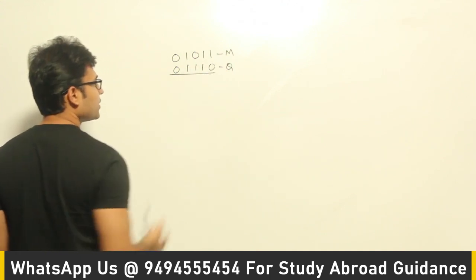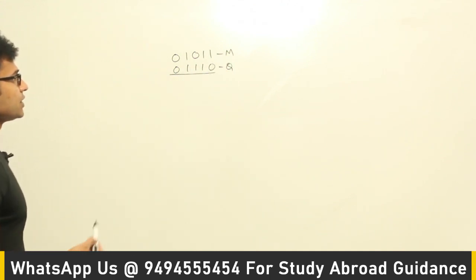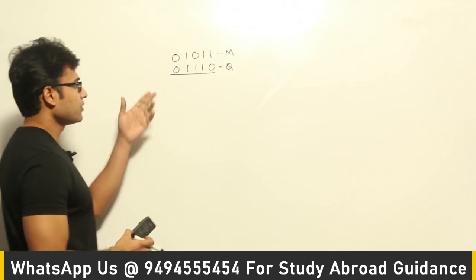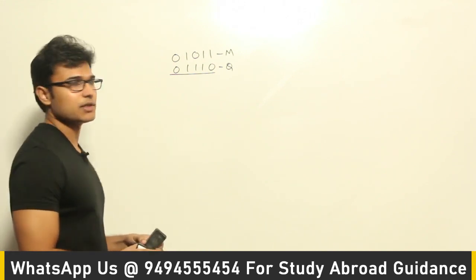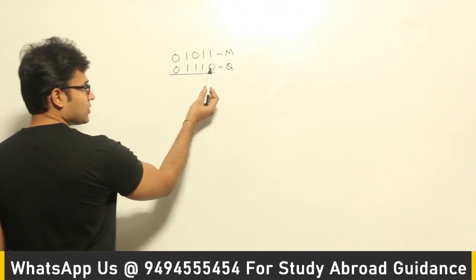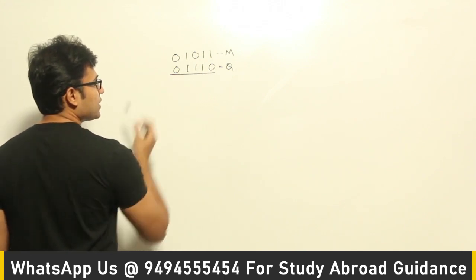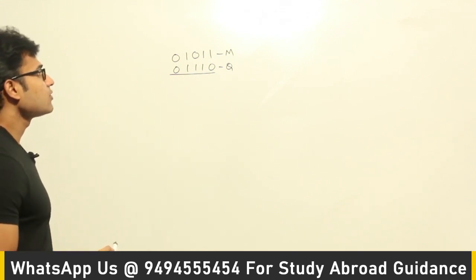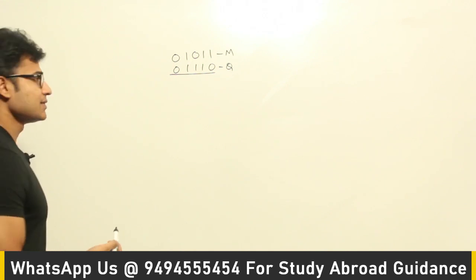Now I'll try to multiply these two numbers using Booth's algorithm. Before going to Booth's algorithm, if you try to do it with the normal partial sum method, what happens is you need 5 shifts, 1 2 3 4 5 shifts, and then 3 additions, right? But if you go with Booth's algorithm, it will be even better. I'll just show you how it is done.